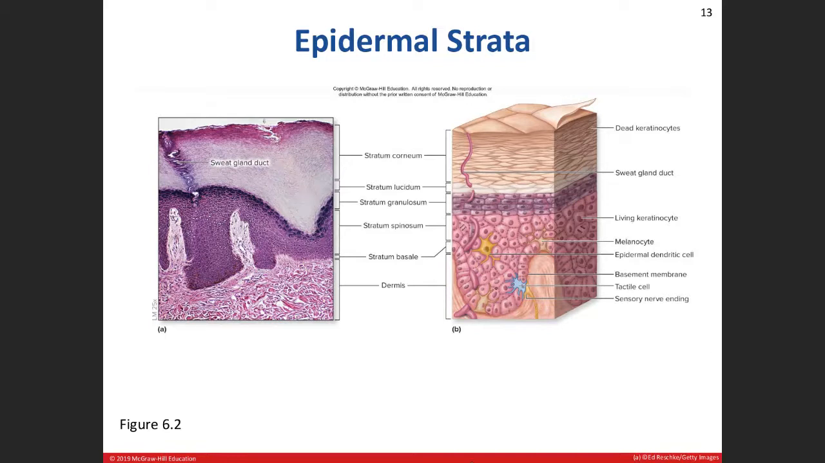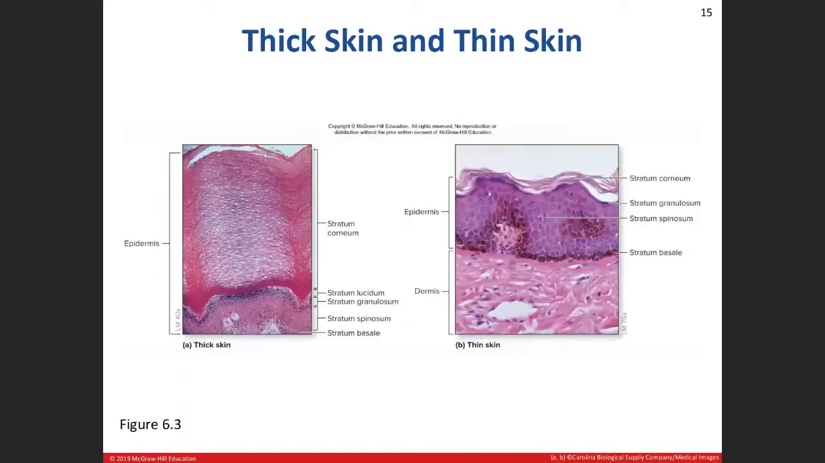I'll just quickly show you a picture of thin skin. Here is thick skin. You can see the stratum corneum here, and then here's thin skin. Look how thin your stratum corneum is in thin skin. Very, very thin. That would be like the back of your hands, your scalp, your face. This right here would be on the soles of your feet or the palms of your hand.